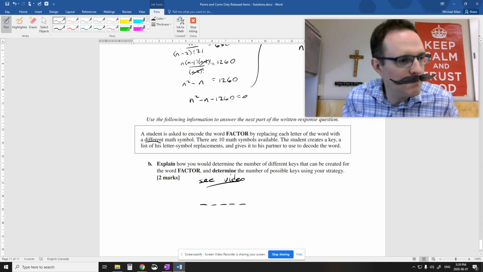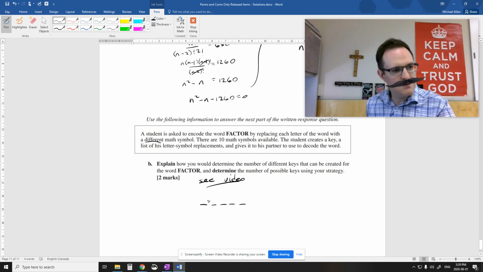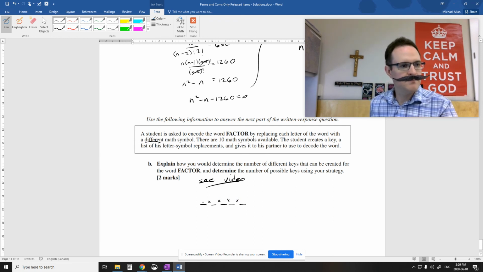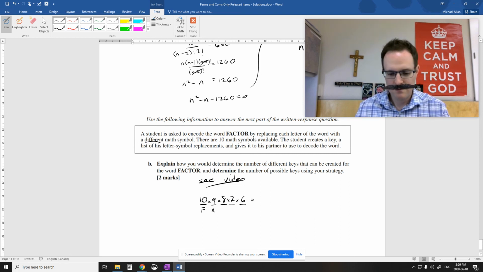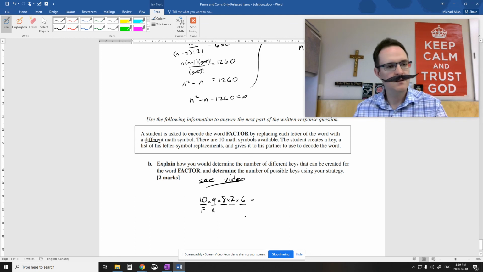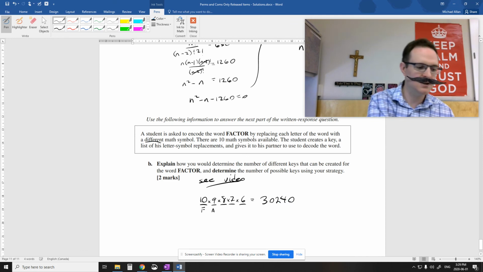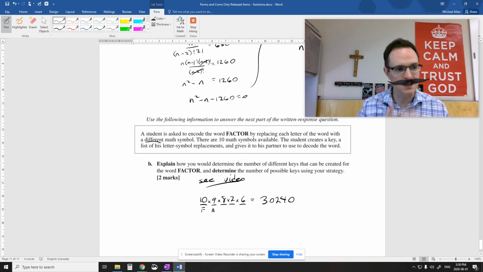Okay, so when I think about this, it's thinking, okay, how many different options does he have for the letter F? Well, he starts off with 10 options for that, right? That's for the letter F. And then he's already used one of his options up. Then we got 9, then we got 8, then we got 7, then we got 6, right? So that's the way I would approach this question, because each one of his next letters has one less option. So he would have 30,240 different keys he can create. He's obviously not going to do that. He's just going to create one key and do it.